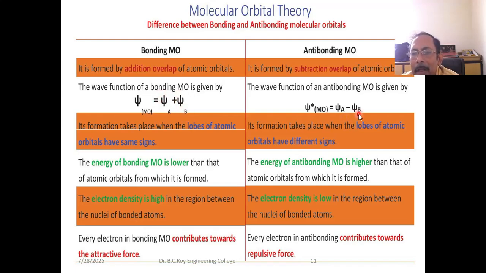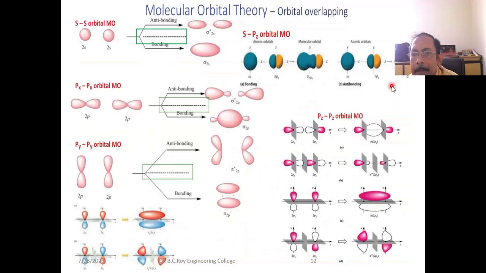Whereas in the anti-bonding, it is subtraction instead of addition. It is represented by psi star, which is equal to psi A minus psi B. So this is the anti-bonding molecular orbital. Here it is the bonding molecular orbital, whereas here it is the anti-bonding molecular orbital. Again, the molecular orbital energies, these are all called orbital diagrams. We are just showing these orbital diagrams in a different way, just to get an idea about the different structures.